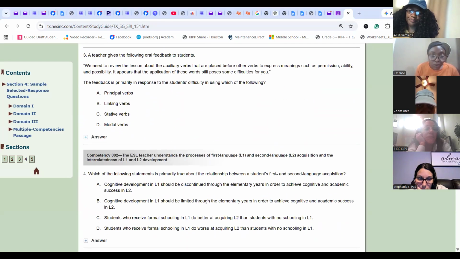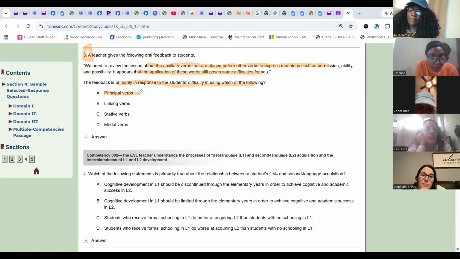All right. Number 3. So remember, we went over competency 1 and it was about grammar. So this right here is a grammar question. We need to review the lesson about the auxiliary verbs that are placed before other verbs to express meanings such as permission, ability, and possibility. It appears that the application of these words still poses some difficulty for you. So the feedback is primarily in response to the student's difficulty in which of the following.